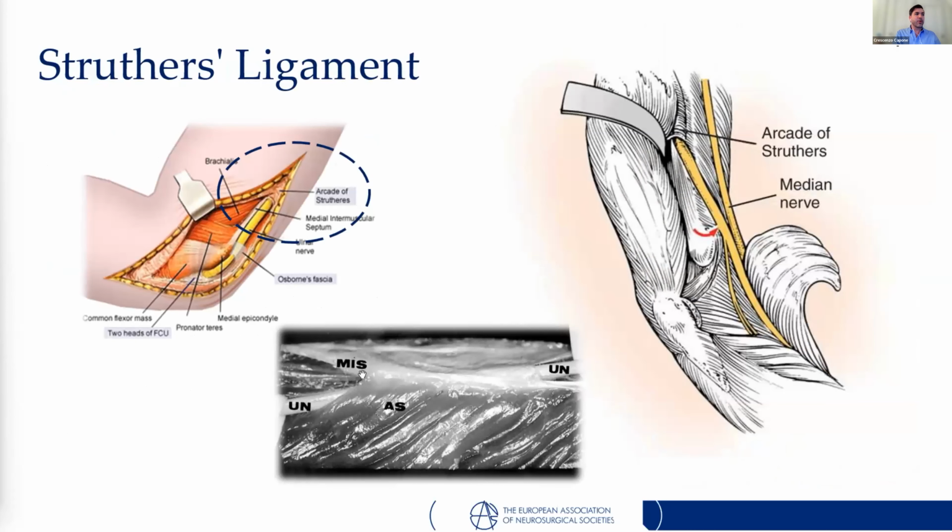Lastly, it is important to cite another common compression site for the nerve, at the so-called arcade of Struthers. It is an aponeurotic band that connects the medial intermuscular septum to the medial head of the triceps.